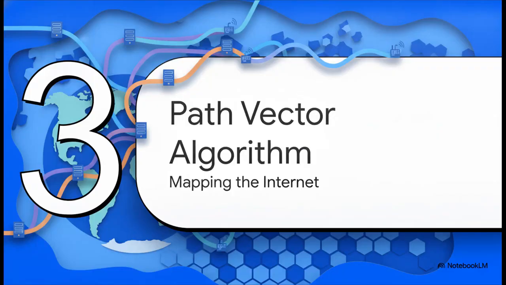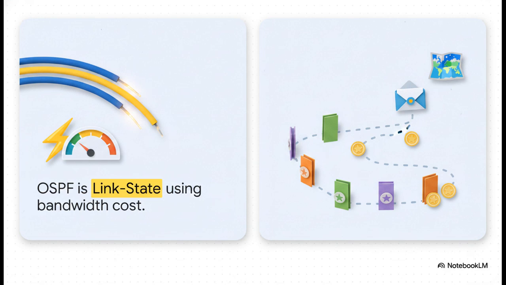Let's check out Section 3, the path vector algorithm. All right, this is where we learn how BGP actually maps out the internet. And spoiler alert, it doesn't do it the way you probably think it does. Remember those internal protocols we talked about, like OSPF? Well, OSPF is a link state protocol. It looks at the actual physical bandwidth of a cable and calculates a mathematical cost based purely on sheer speed.